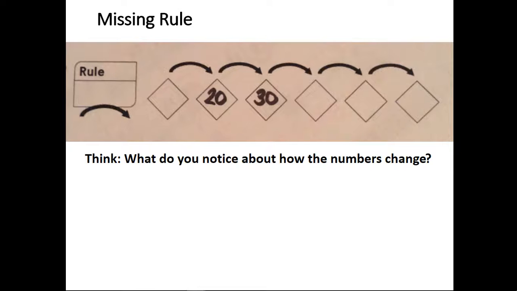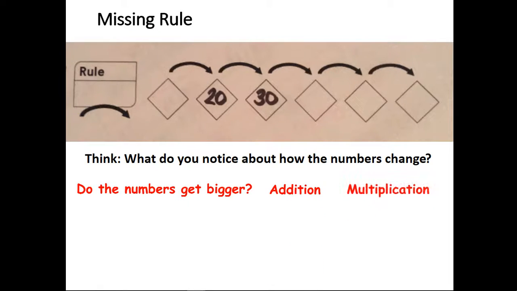In this case, what I'm noticing is that there's two numbers back to back, so this will make it easy for me to figure out how to go from 20 to 30. I also noticed that the numbers increase or get bigger. So, if I think to myself, do the numbers get bigger? That means I am talking about addition or multiplication as part of the rule.